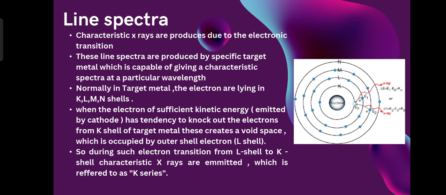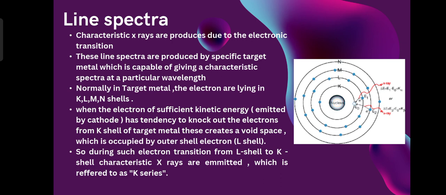penetrate into the atoms. Okay, they penetrate deep inside the atoms, and those electrons having sufficient kinetic energy can knock out the electrons of the innermost shell. Let's say, consider the K shell. If the incoming electrons knock out the electrons of the K shell, this creates a void space in the K shell, right?